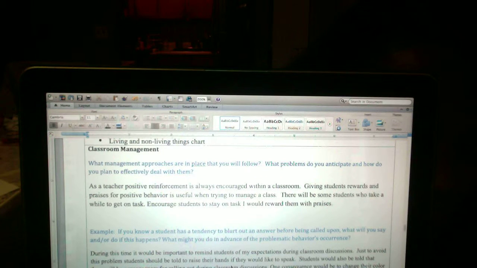For my classroom management, I know that positive reinforcement is always encouraged. Giving students rewards and praises for positive behavior is useful when trying to manage a class. There will be some students who take a while to get on task, I'm sure, but I would encourage them to stay on task and reward them with praises. In my experience teaching, these students love for a teacher to praise them and acknowledge that they're doing the right thing.